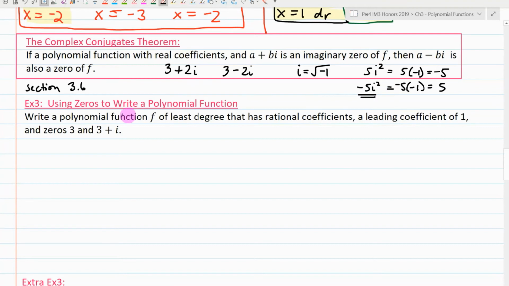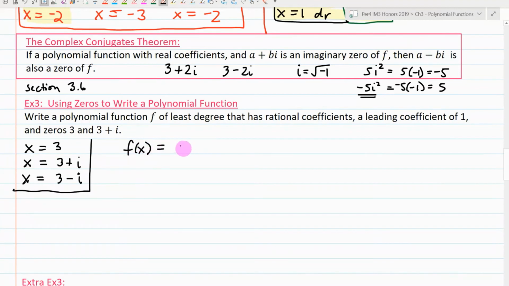Okay? So we're going to do these problems the same way as we did the last ones. And here we go. So we have x is equal to 3, x is equal to 3 plus i, and x is equal to 3 minus i. Okay, so these are my zeros. Remember that for radicals and imaginaries, they need to have two answers, a plus minus, because it comes from the quadratic formula. Okay, so here we go. f of x is equal to x minus each of those. So x minus 3 plus i, x minus 3 minus i. And again, it's minus this quantity.